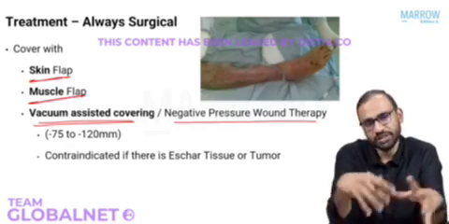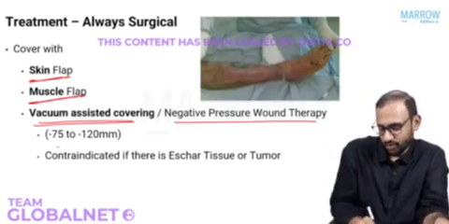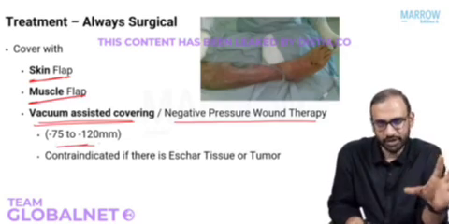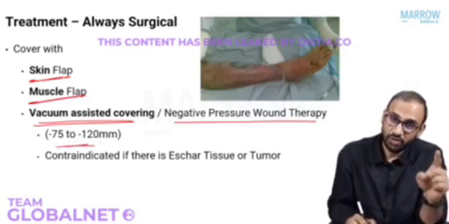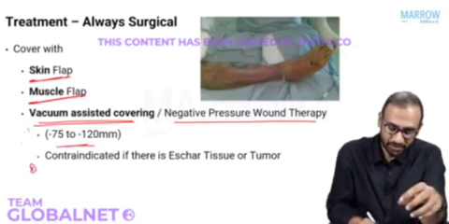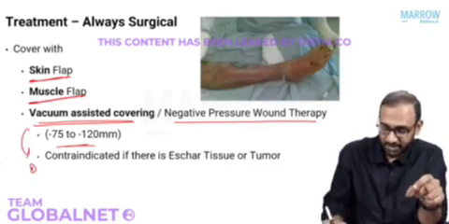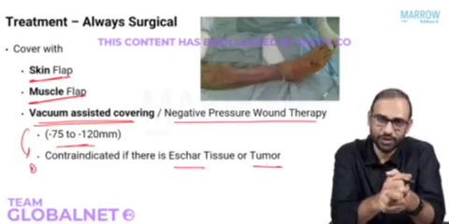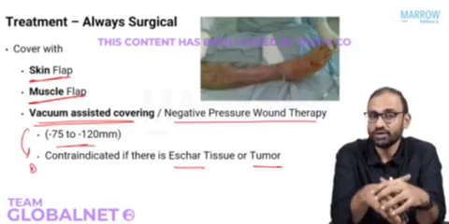You will read more about this in general surgery. The pressures that are used for negative pressure wound therapy is -75 to -120 millimeters of mercury. And also remember, there is an MCQ. Negative pressure wound therapy is contraindicated if the patient has a scar or a tumor at the site where you plan to use it. Okay, so that is how you treat chronic osteomyelitis.